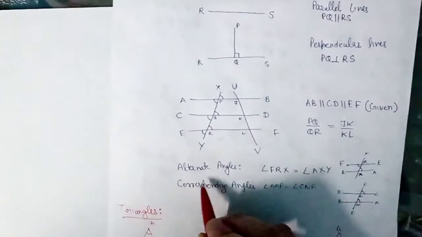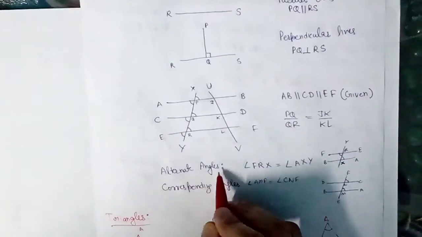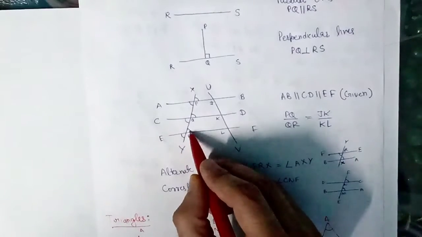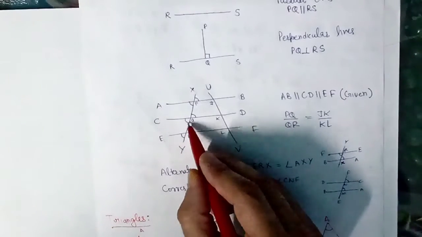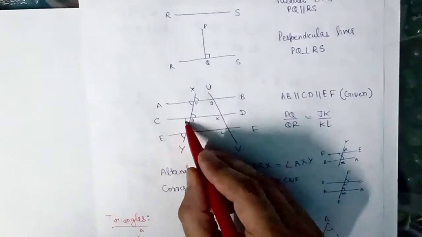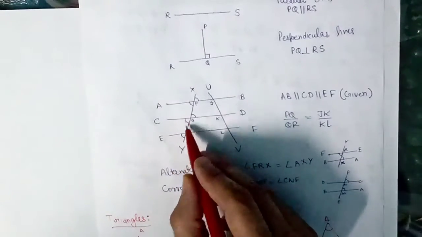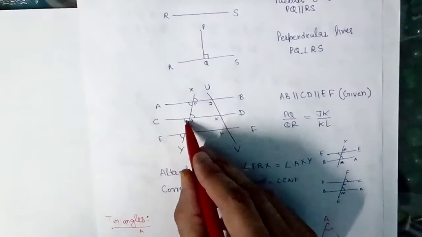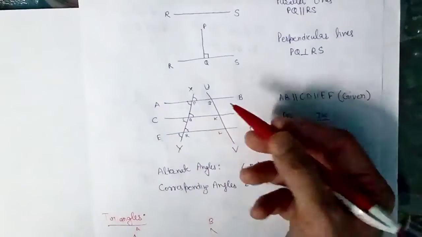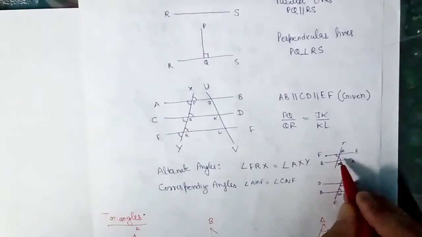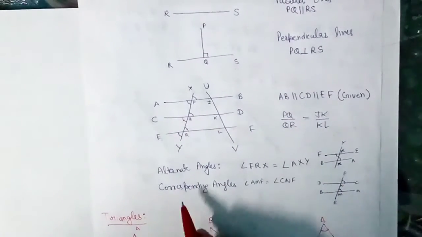Alternate angles are those angles where this angle and this angle are alternate to each other. In case we have two parallel lines and one line intersecting both the lines, this angle and this angle will be equal, and this is named as alternate angles.